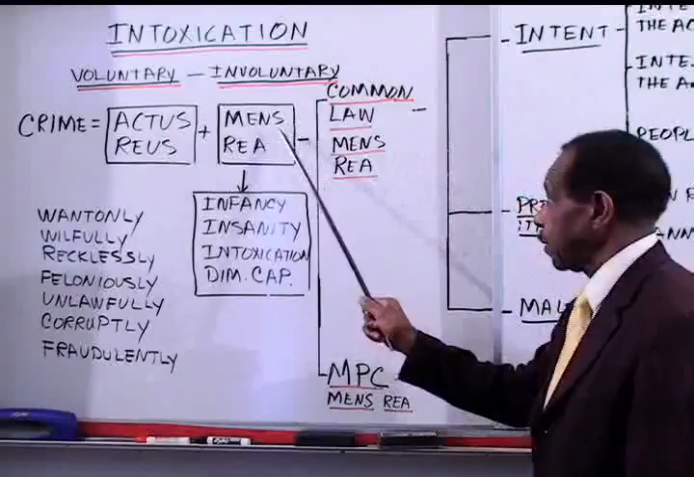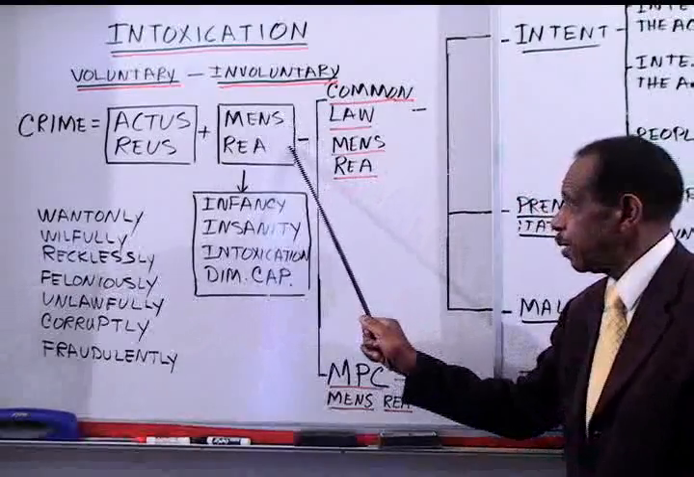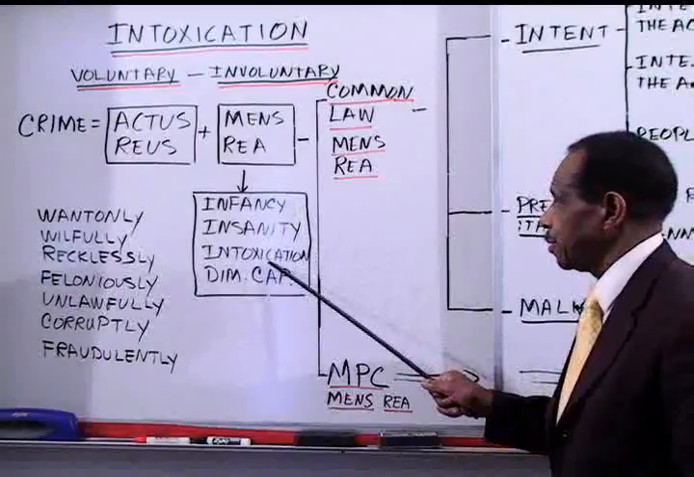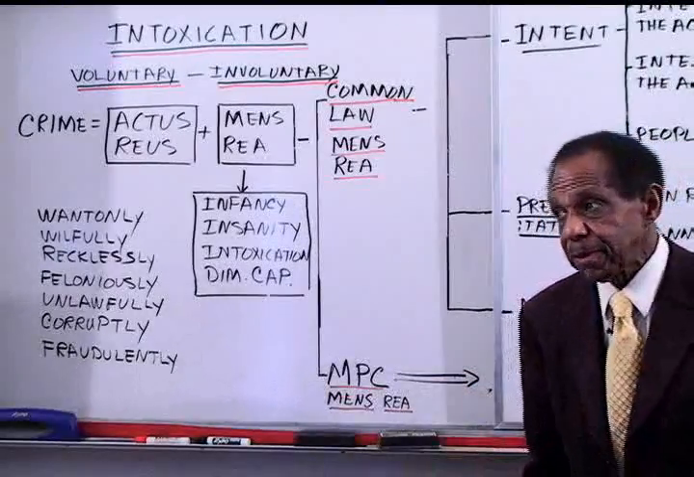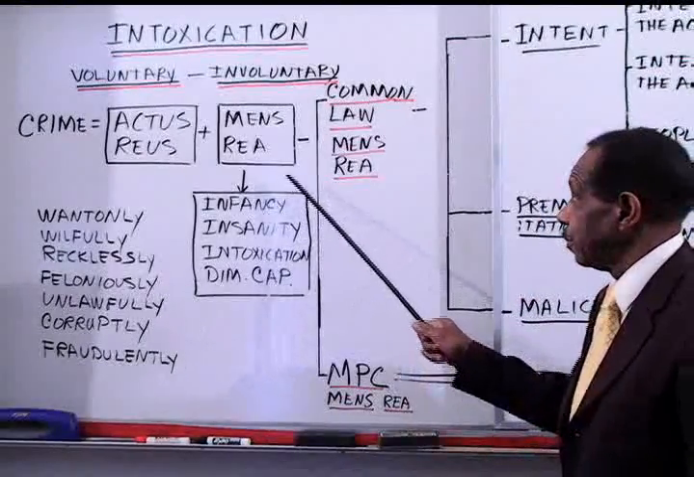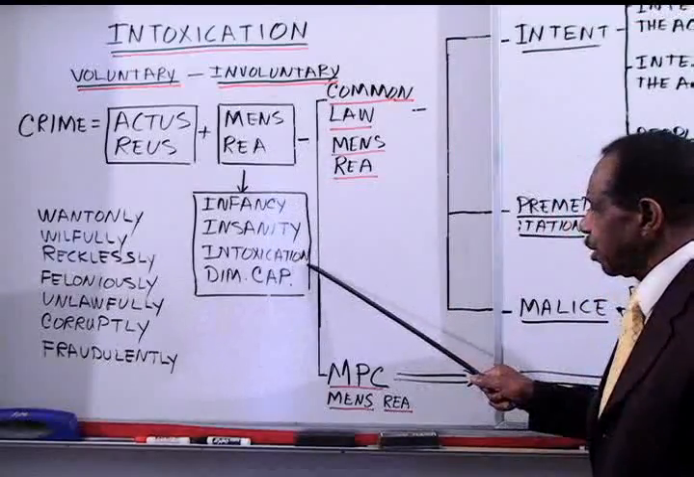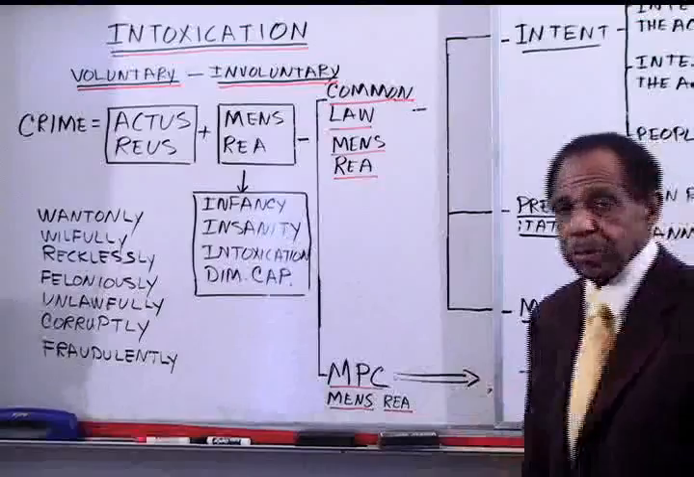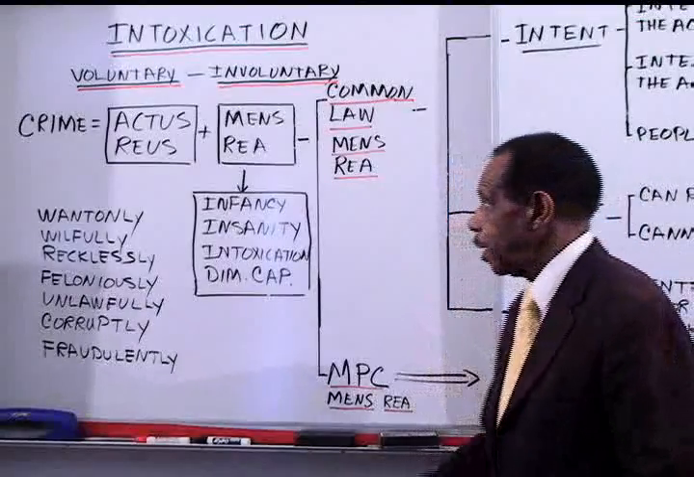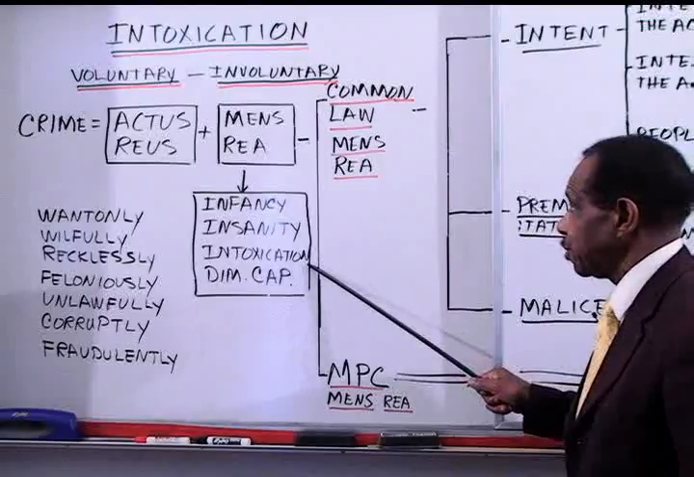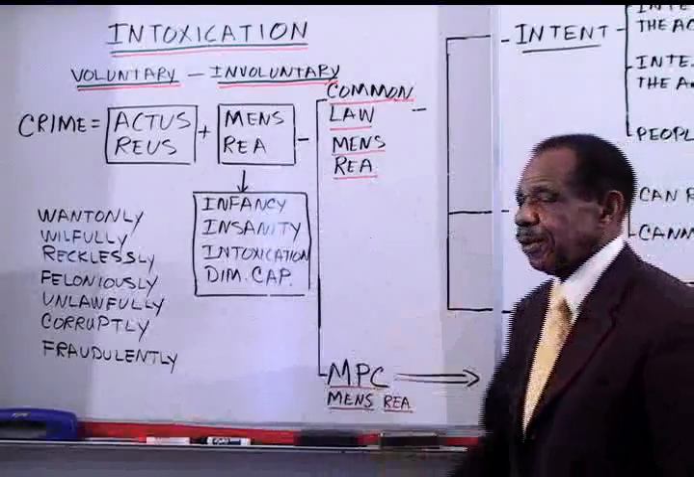And we look at the next level of detail regarding the mens rea, and we see there are several circumstances that might prevent the person from having the mens rea. Infancy, insanity, intoxication, and diminished capacity are the ones that we study. So we're going to see when we can use intoxication to negate the mens rea of a crime.